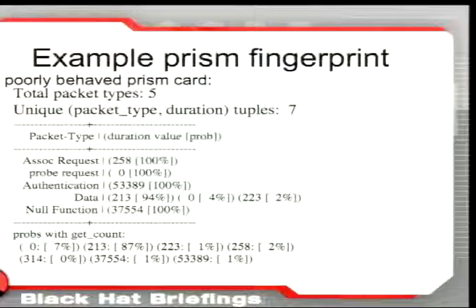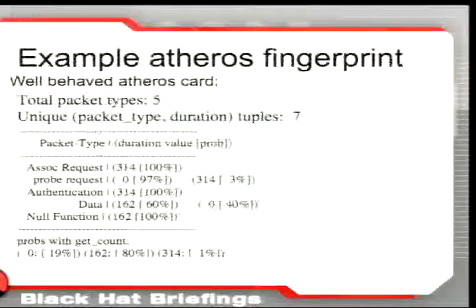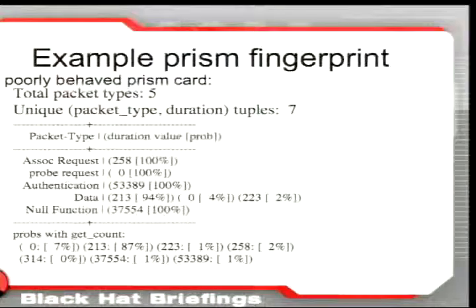So Prism cards put 2 illegal values in here, one in authentication, one in null function. So they stand out really easily. They do some other weird things too, but I don't have time to get into it. And you can see that they use more data. There are 3 distinct data points in here for the data packet, and on Atheros there's only 2. So not only do they use different ones, but they use more.